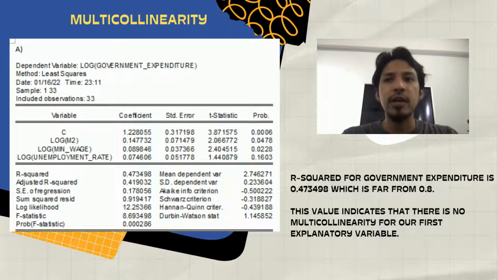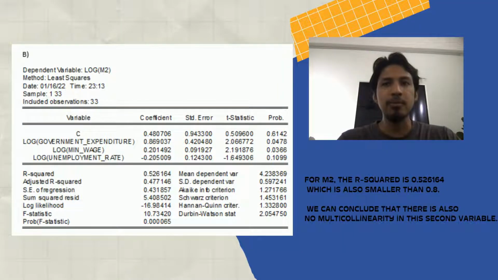The R squared for government expenditure is 0.473499, which is far from 0.8. So this value indicates that there is no multicollinearity for our first explanatory variable. For the money supply, M2, the R squared is 0.526164, which is also much smaller than 0.8. So we conclude in this test that there is also no multicollinearity in the second variable.